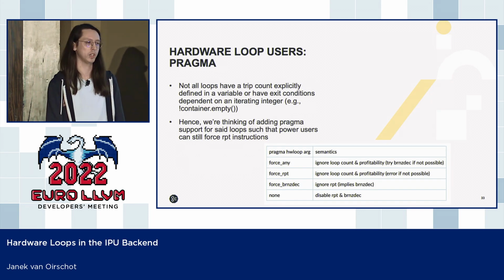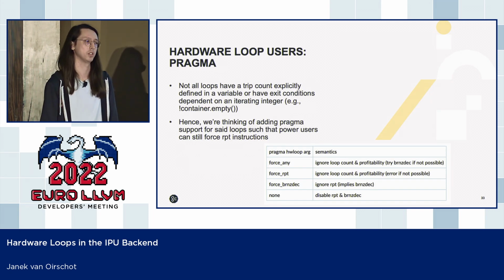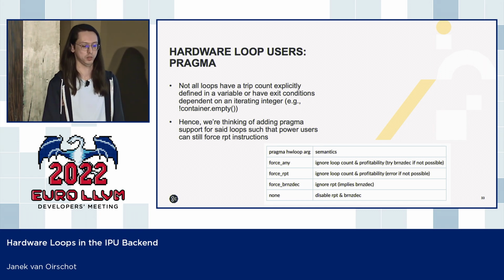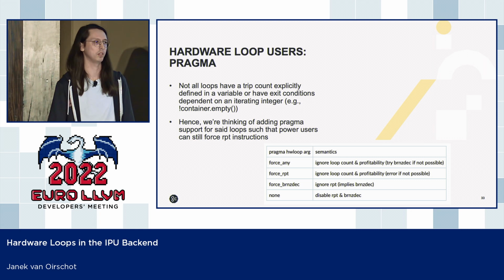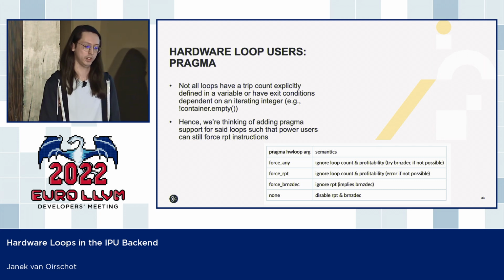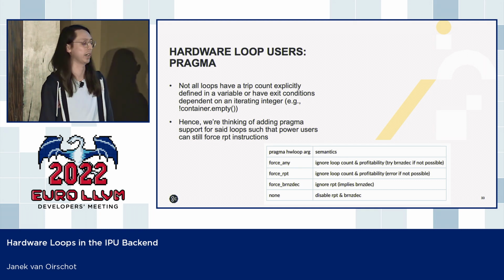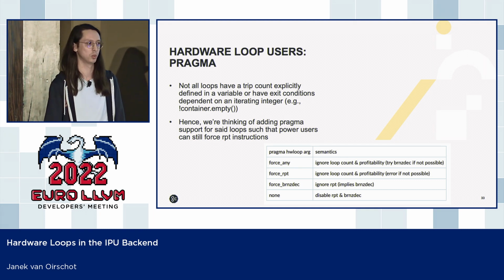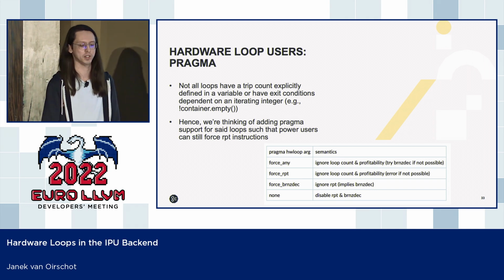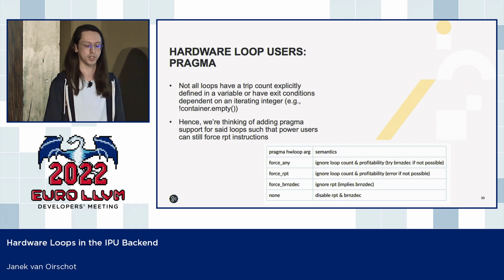Finally, something that's more of a work in progress is using pragmas, because not all loops can be defined as a trip count or as an induction variable. Like if you have a check on a container where the container is empty and a loop on that, we still want to give users the ability in those cases to emit a hardware loop. So we're thinking about adding these pragmas for them to use on a loop level basis. So we have the force any, force repeat, force resonant decrement, and none. There's a proof of concept out there that we made, but it's not set in stone yet.